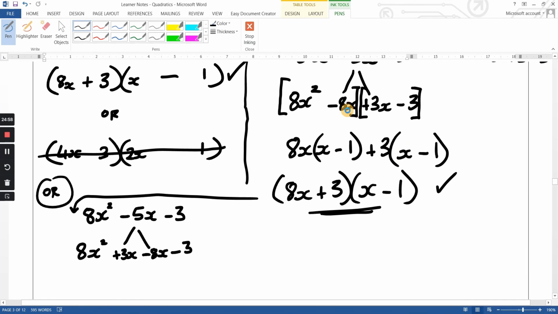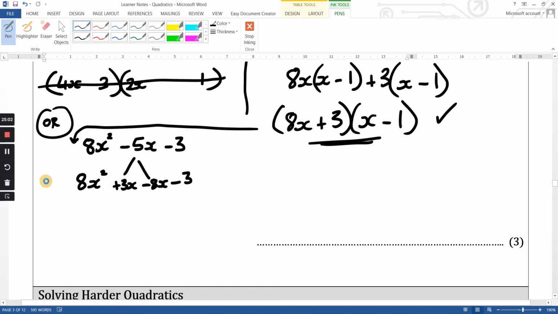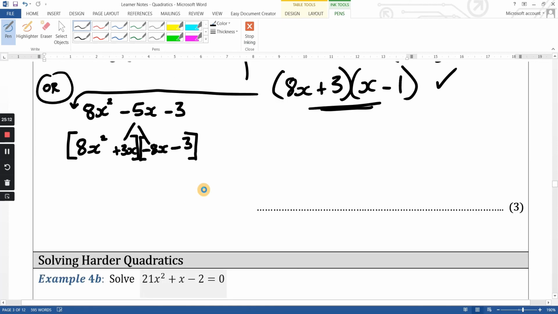So can you notice I've just switched these around. So I'm going to have to factorize these two together and these two together. So what's the biggest factor I can take out? Can't take any numbers out, but I can take an x out of that. That leaves me with 8x plus 3.